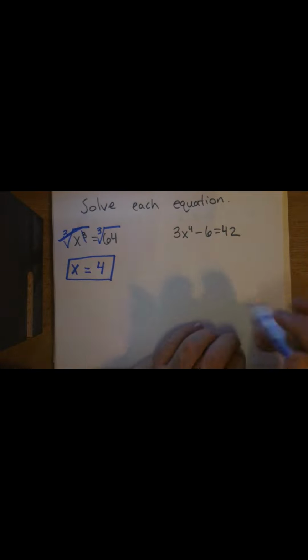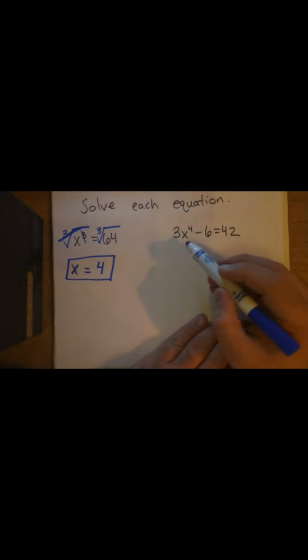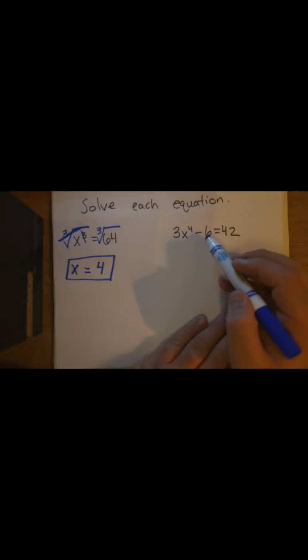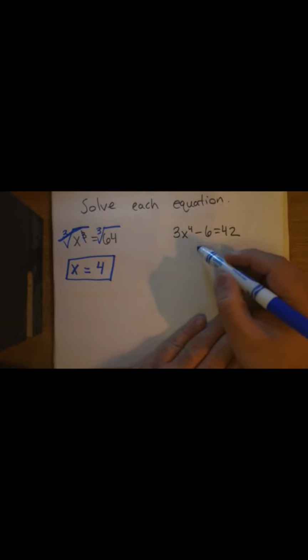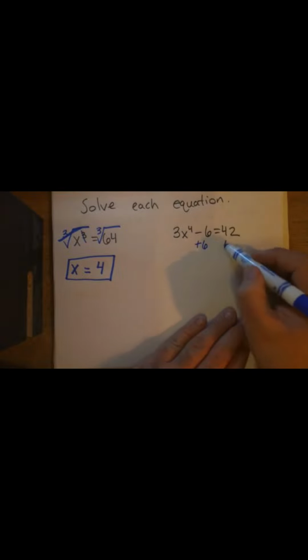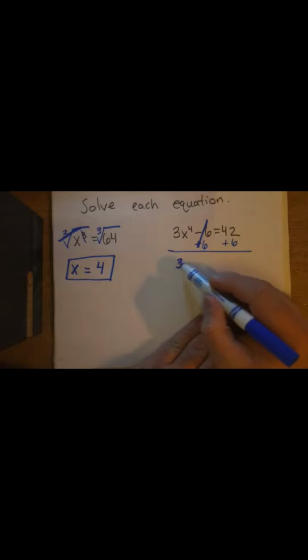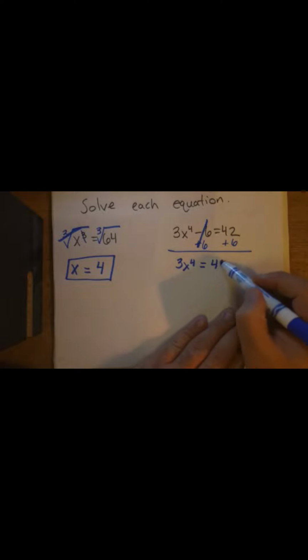Let's go ahead and do another one. This one has a bit more to it. We want to get x by itself. We have to move the 3, the power 4, and the 6 over to where the 42 is. But what would you move first? Hopefully you would think to move the 6 first. So we're going to add 6 to both sides first. Those cancel. I have 3x to the 4 equals 48, because 42 plus 6.